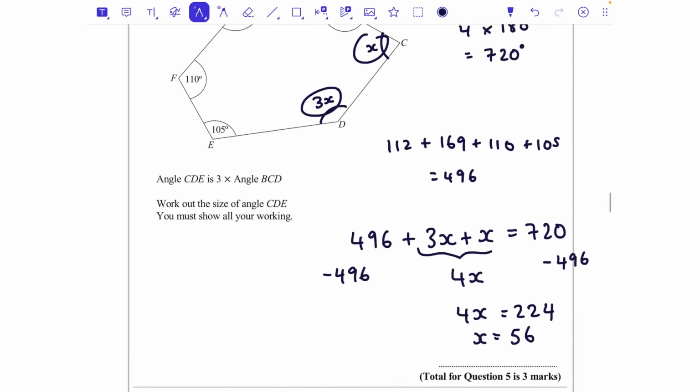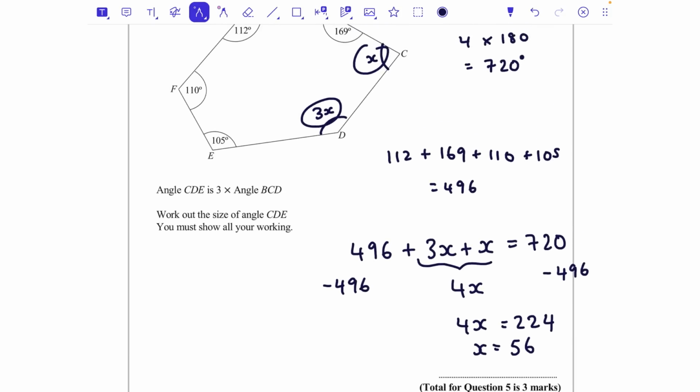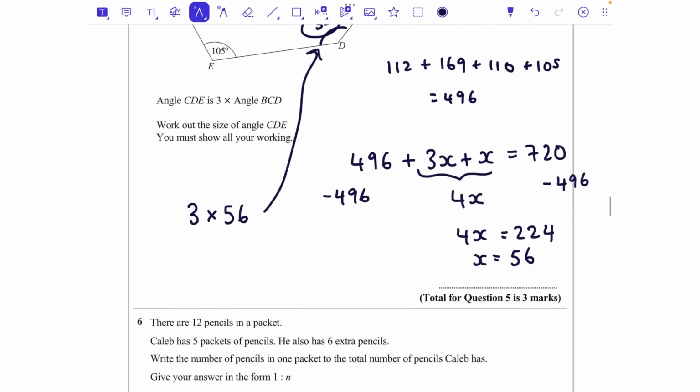So x is 56, but they did not ask us that. They asked us for the value of EDC or CDE. So we need to multiply that by 3. 3 lots of 56, this angle here, is 168. So our final answer on the answer line is 168 degrees.